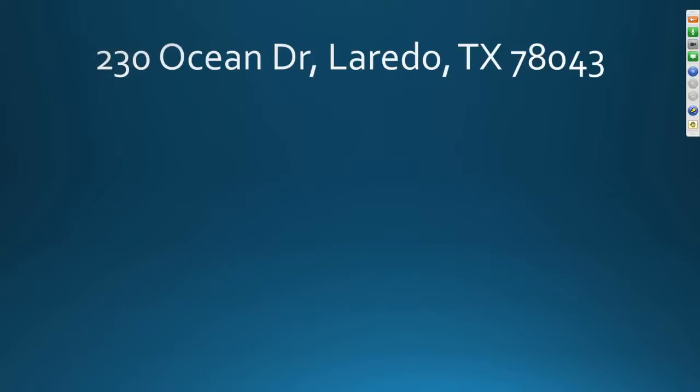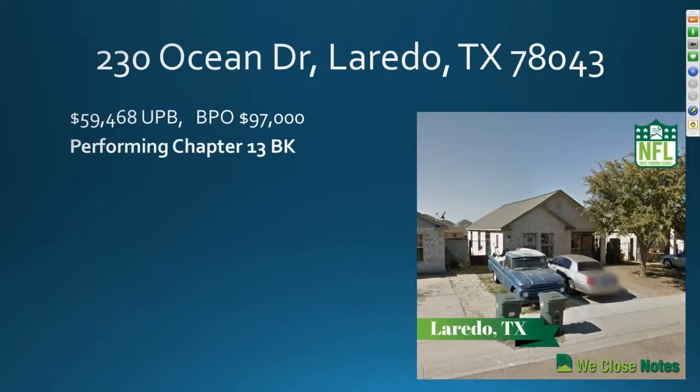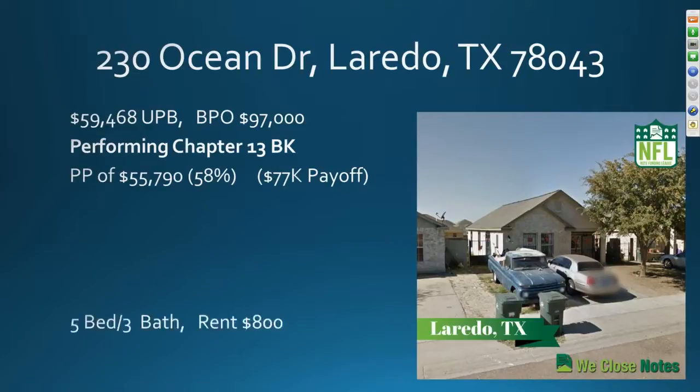Okay. Here's this one in Laredo, Texas. I think a lot of people are going to like this one. We had a lot of interest on this one in the evening. BPO is at 97,000. UPB is at 59. The value in Laredo has gone up. That's why you'll see what I'm talking about. It's a performing Chapter 13 bankruptcy. Purchase price of 55,000. I know that is near 100%. What is that? 95% of the UPB. The payoff is at 77 though. So there are some mergers, and the borrower is making some great payments.